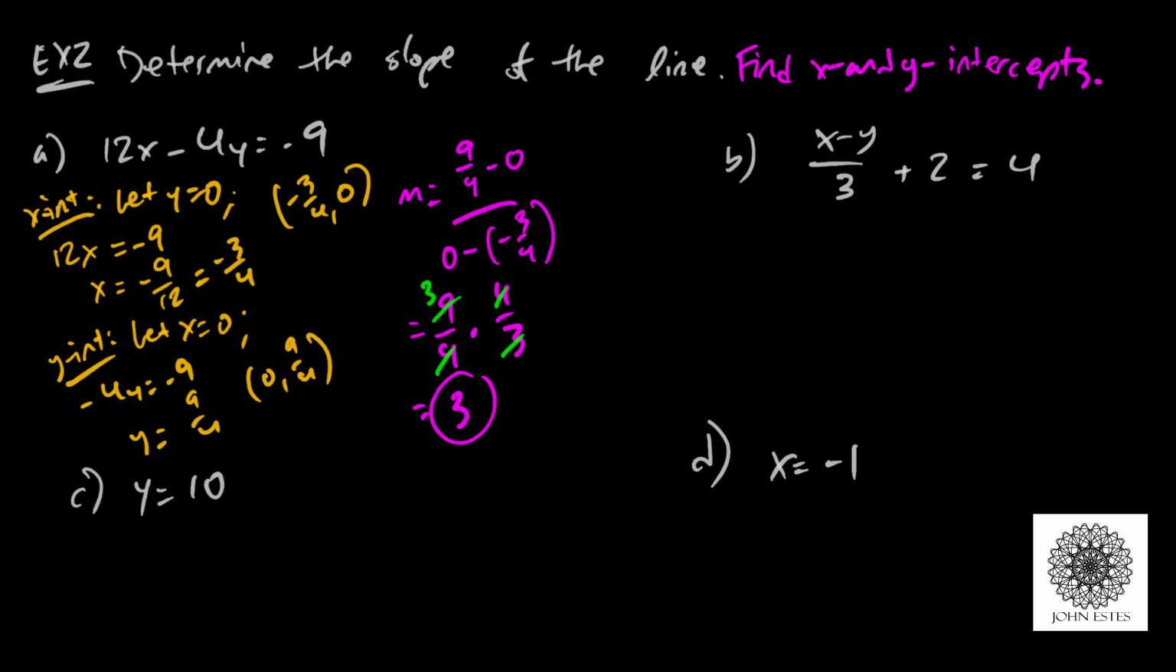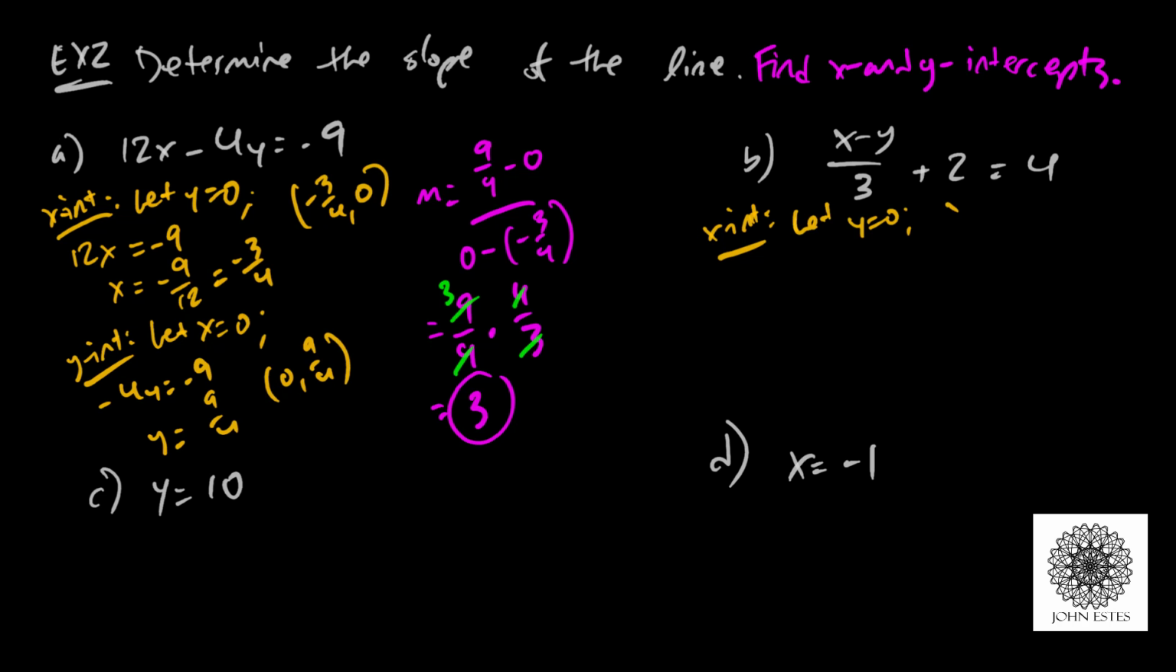Now for part B, I have x minus y over 3 plus 2 equals 4. This looks hard too, right? Because it's not even in standard form. That's okay, let's find our 2 points. For my x-intercept, let y equal 0. I end up with x over 3 equals 4 minus 2, which is 2. So when I multiply both sides by 3, I end up with x equals 6. And so there's my first coordinate, 6, 0.